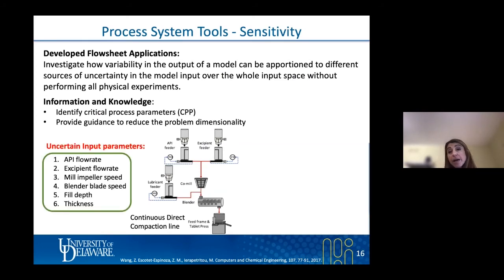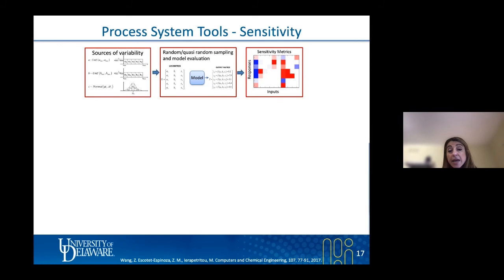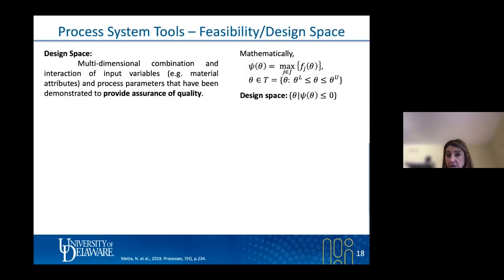So by having the flow sheet model, you can perform sensitivity analysis, having a set of input parameters to a set of outputs, and then use these sensitivity metrics to understand the input-output relationship. And as you see from this color map, what you identify is what are the inputs that are most important for the outputs that you would like to monitor through the process, not only the final product output, but also the intermediates.